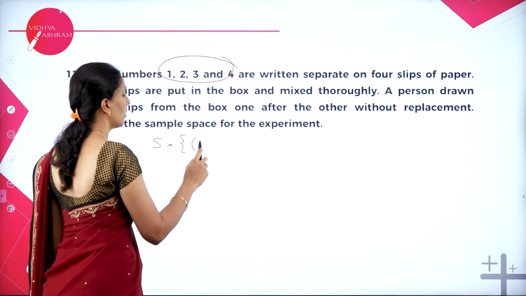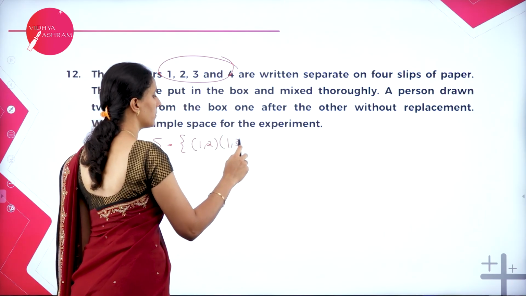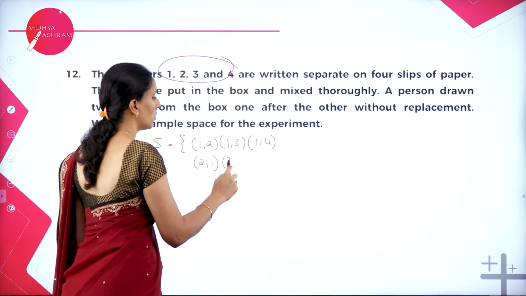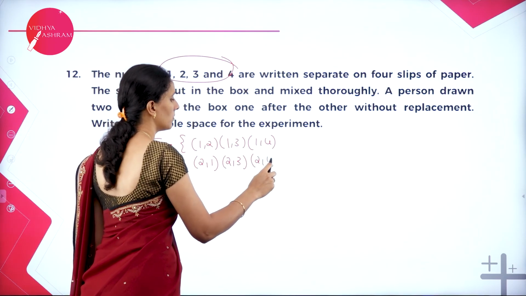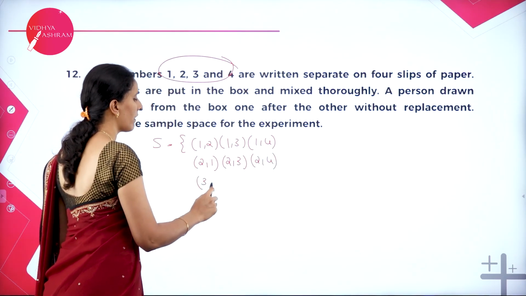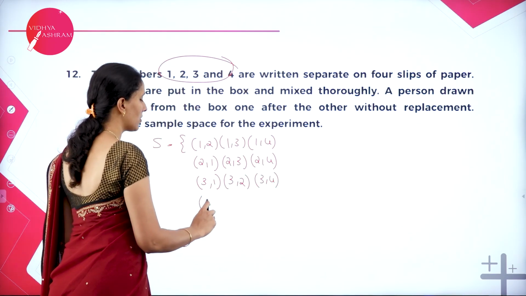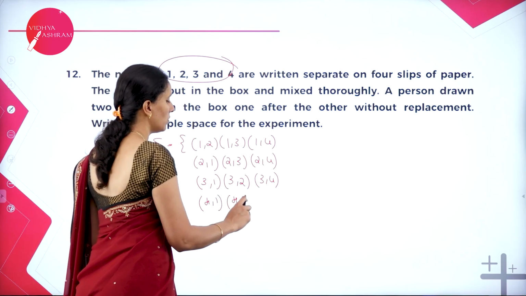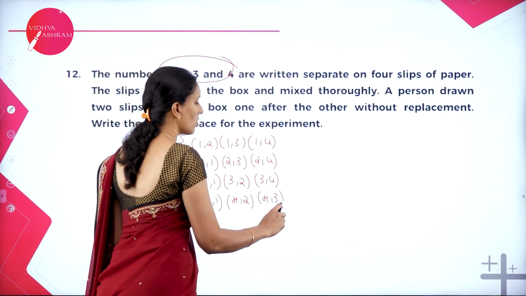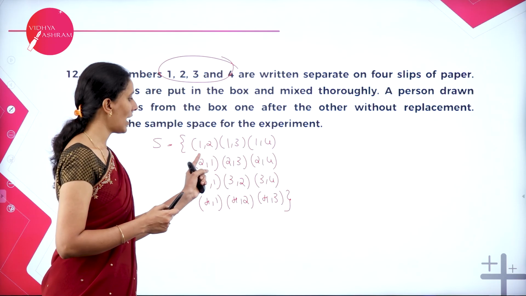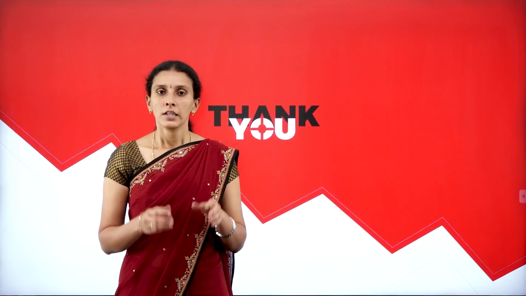I can get 1,2, 1,3, 1,4. Similarly, I can get 2,1, 2,3, 2,4. Similarly, 3,1, 3,2, 3,4. Or I can get 4,1, 4,2, 4,3. So these are the combinations where I can pick 2 slips from the box. So we have 12 combinations here. Like this, you can write the sample space of any experiment based on the given condition.